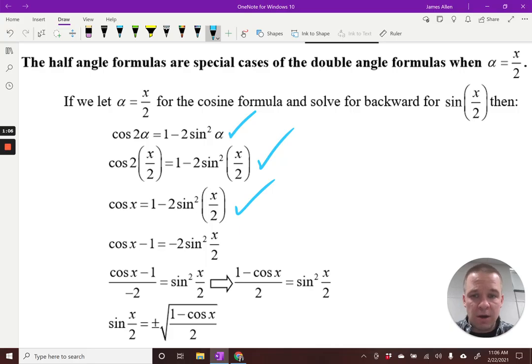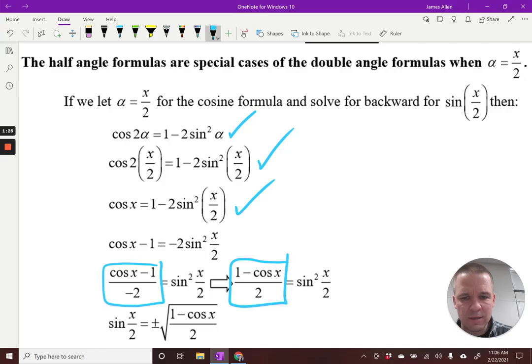Continuing on. So I'm going to subtract 1 and then divide by negative 2, which brings me all the way down to this spot here. I subtracted 1 and I divided by negative 2. Pause if you need. And that equals sine squared x over 2. Let's do a little rearranging. We now have 1 minus cosine of x over positive 2. So we divided through that negative and rearranged a little bit. And that's equal to sine squared x over 2.